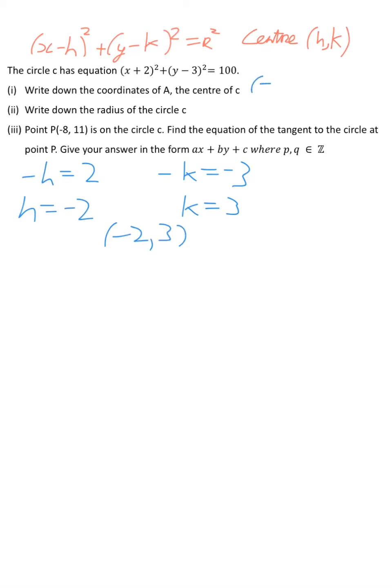Then for the radius of the circle, we're told r squared is equal to 100. So that means our radius is going to be the square root of 100. So our radius is equal to 10.